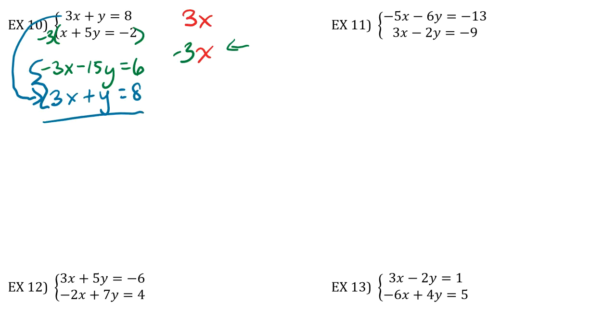So if we add them up, x's cancel out. For the y's, we got negative 15y plus y gives us negative 14y equals 6 plus 8, should be positive 14. We can divide both sides by negative 14, and we get y equals negative 1.